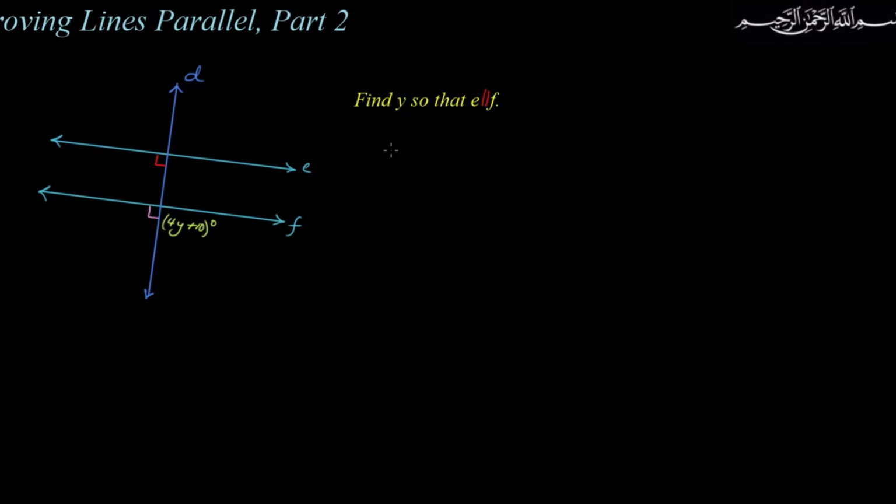So all we have to do is 4y plus 10. If that many degrees, this angle over here, is equal to 90 degrees, then those two lines will be parallel. Good. All we do is solve for y. So 4y is equal to, subtract 10 from both sides, that's 80, and then divide by 4, that's 20. So y is 20, and that's it.